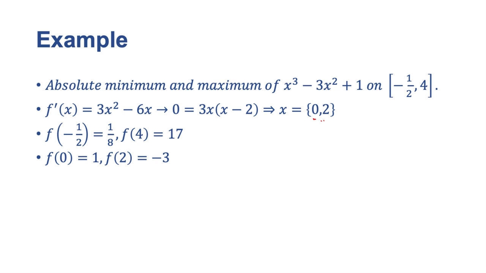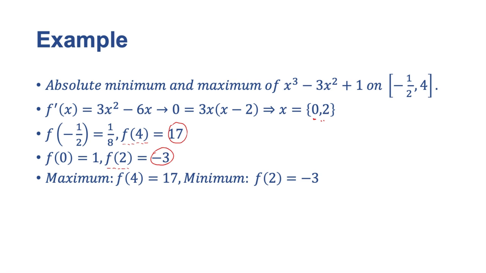Okay, so the greatest out of this set of 4 is 17. So that means that f of 4 is our absolute maximum. And then our lowest in the set is going to be negative 3, meaning that f of 2 is our absolute minimum. So what we can say here is our maximum is f of 4 at 17, and our minimum is at f of 2 at negative 3. So that is how we do a problem like that.